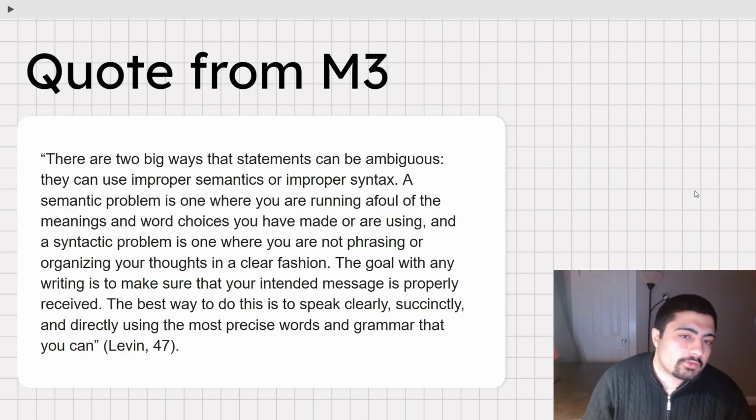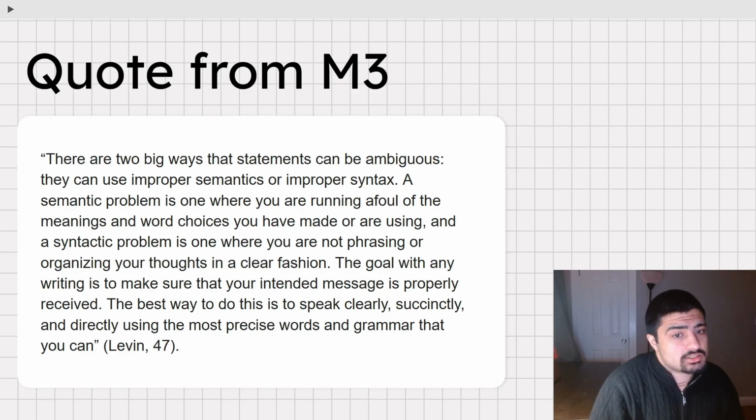For M3, I found that there are two big ways that statements can be ambiguous. They can be using improper semantics or improper syntax. A semantic problem is one where you are running off of the meanings and word choices you have made, and a syntactic problem is one where you are not phrasing or organizing your thoughts in a clear fashion. The goal with any writing is to make sure that your intended message is properly received. The best way to do this is to speak clearly, directly, using the most precise words and grammar that you can.